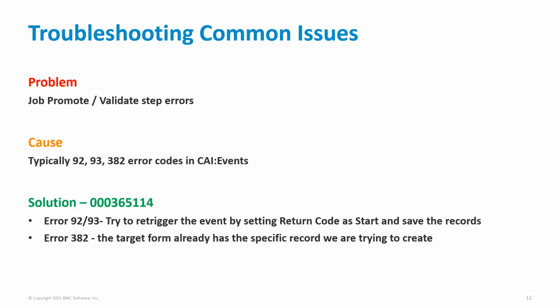For 382 errors, the target form already has a record which we are trying to create. So these are some of the error statements. You can look in the error description to see if there is anything related to data which can be fixed.